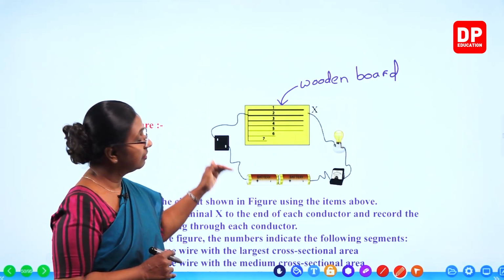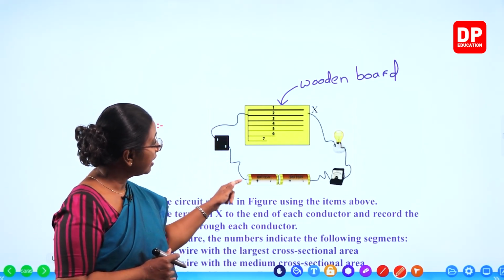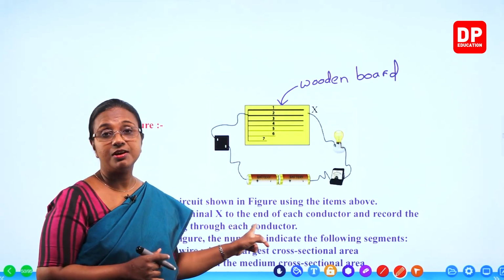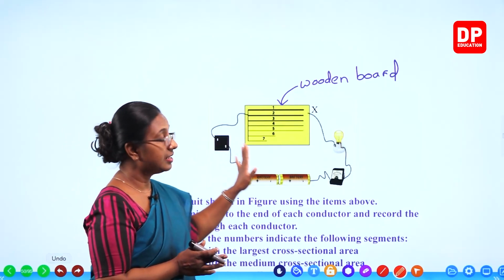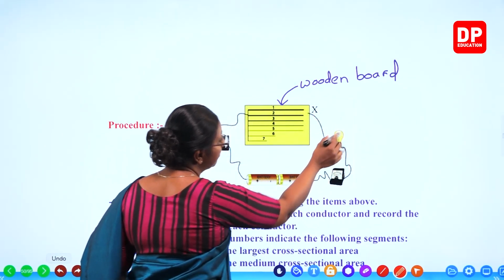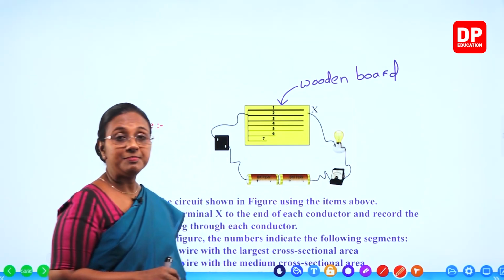That is how we are going to combine all the factors. 1, 2, 3: different area of cross section. 3, 4, 5: different material composition. 5, 6 and 7: different length. So all three factors are tested together. Then on this side, although the bulb was not mentioned with the materials, we have mentioned the ammeter.